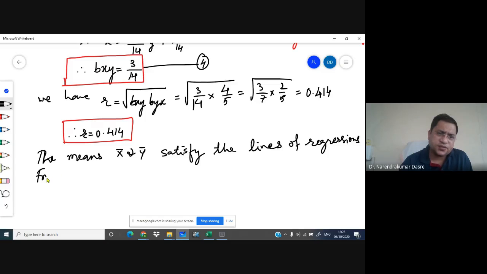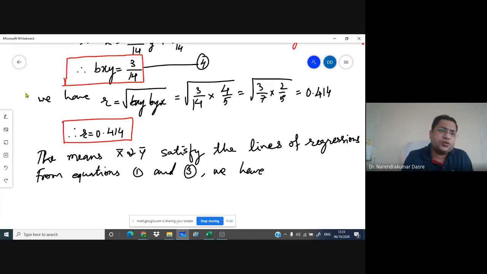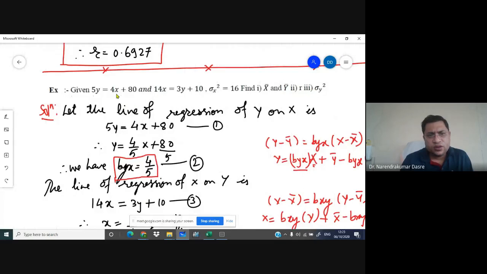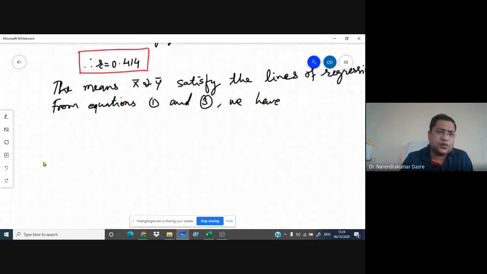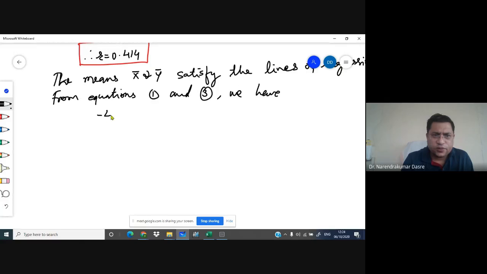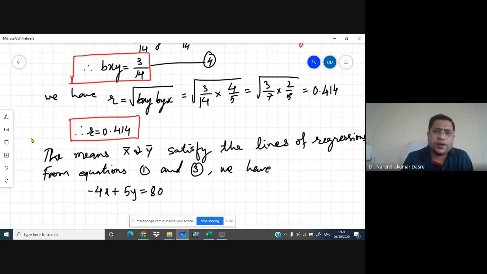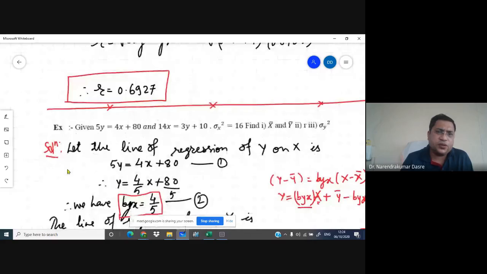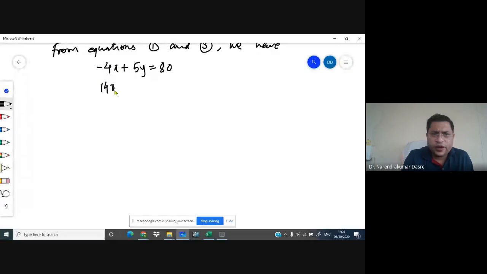So what we can say is, from equations 1 and 3, we have the following. I can take the 4x to the other side and write this as minus 4x plus 5y is equal to 80. Then from equation 3, I am able to write this as 14x minus 3y is equal to 10.